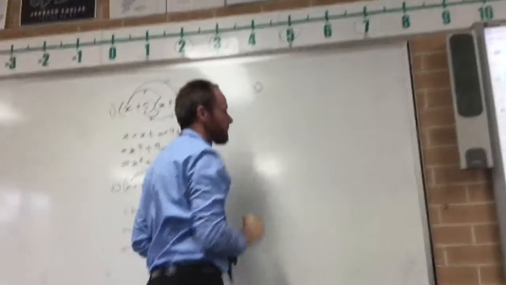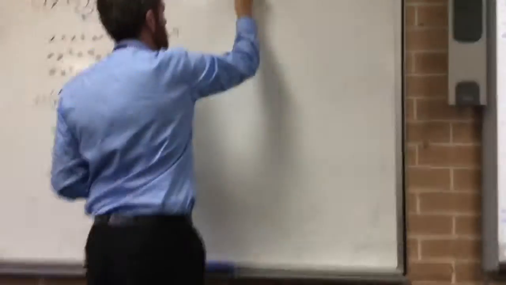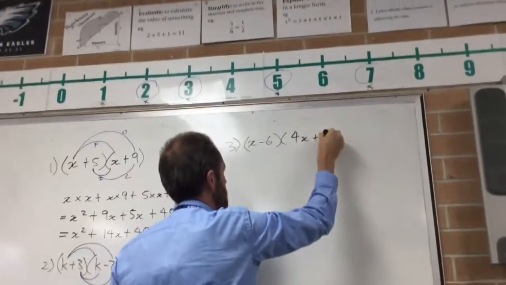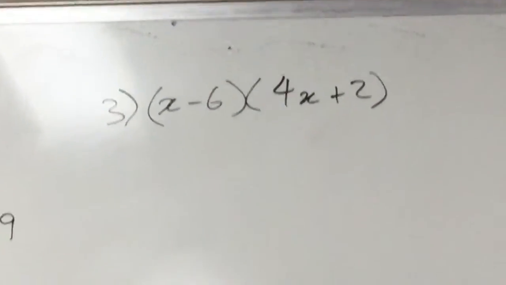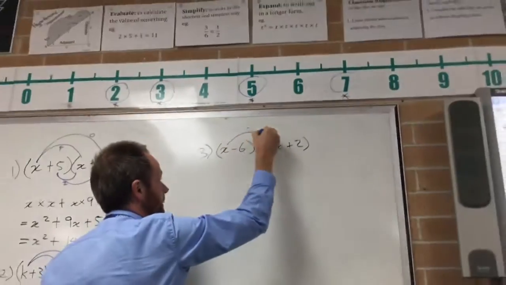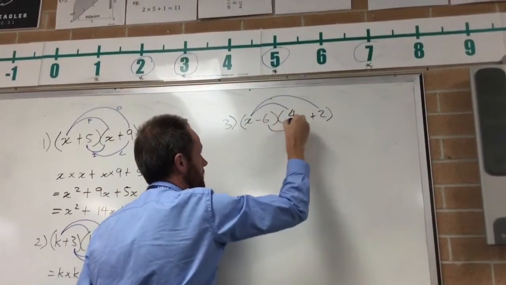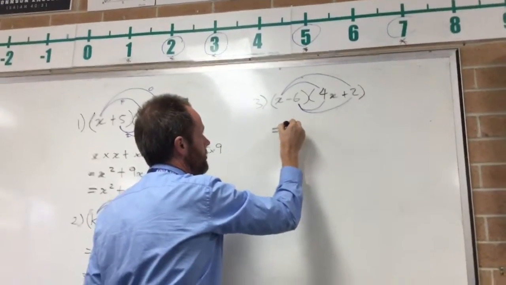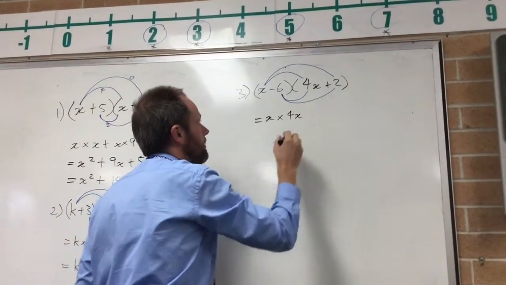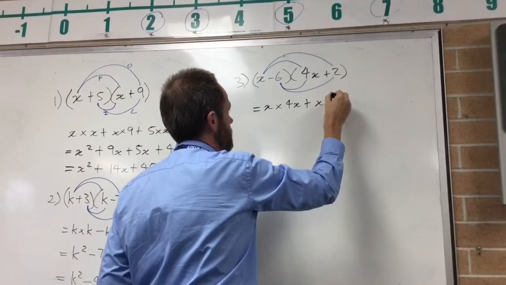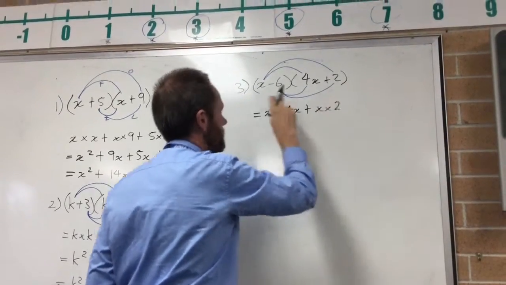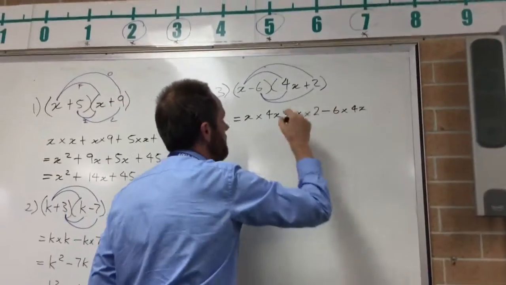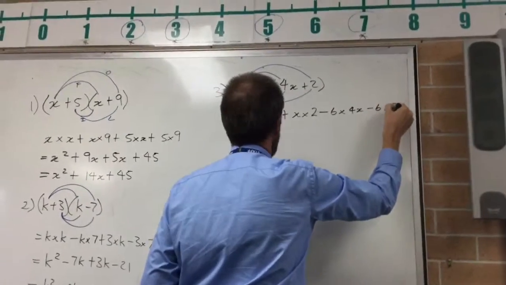Example 3. We'll keep moving a bit more quickly. X minus 6 multiplied by 4x plus 2. That looks a little bit more complicated because in this case you've got the 4x. But again, we just use the same principle. So we will end up with x multiplied by 4x plus x times 2 minus, don't lose your minus, I almost did, 6 times 4x minus 6 times 2.